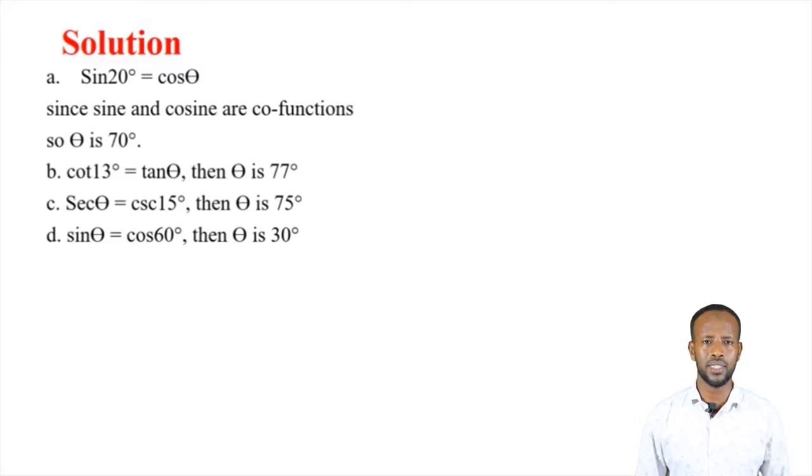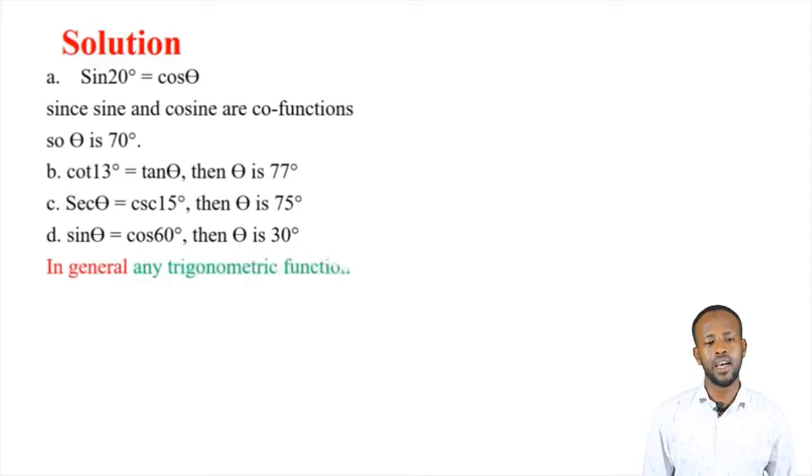How was it, students? I hope it was so simple. Now let us see. In general, any trigonometric function of an acute angle, take care here, acute angle, the angle is between 0 up to 90 degrees.